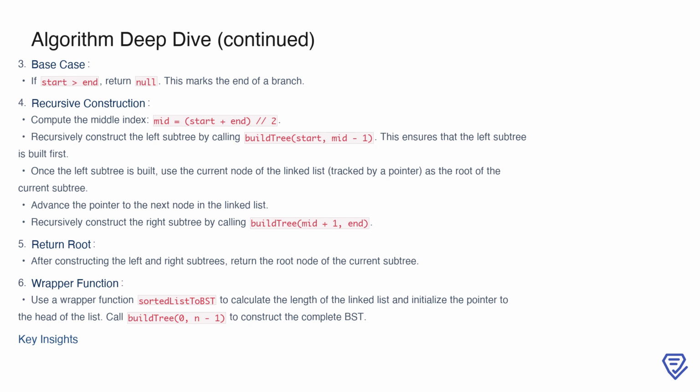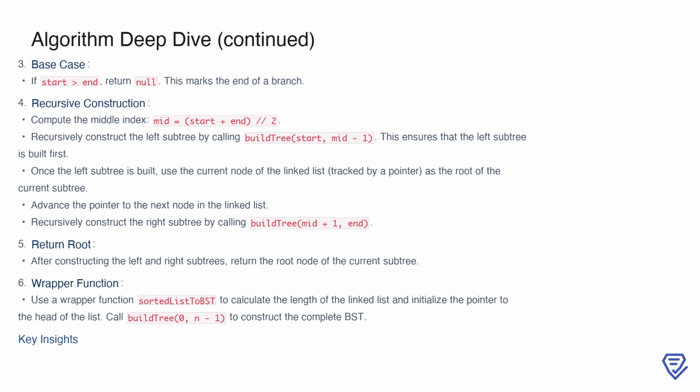Before we assign the root, we recursively construct the left subtree by processing the range from start to mid - 1. After the left subtree is built, we assign the current node of the linked list, tracked by a pointer, as the root. We then advance the pointer to the next node in the linked list. With the root established, we move on to recursively construct the right subtree by processing the range from mid + 1 to end. Once both the left and right subtrees have been constructed, we return the root node to complete the subtree.